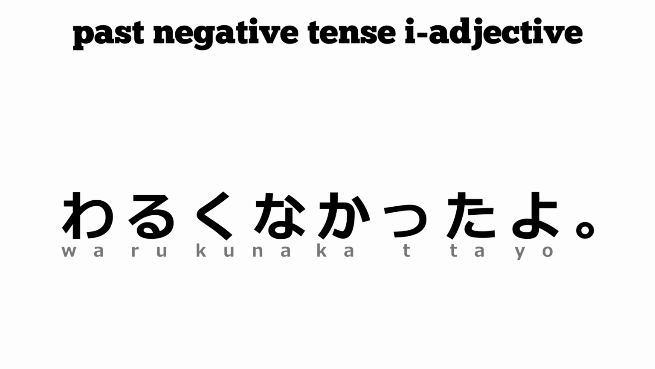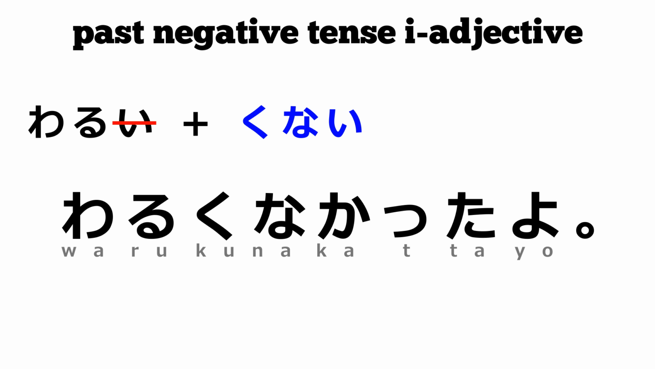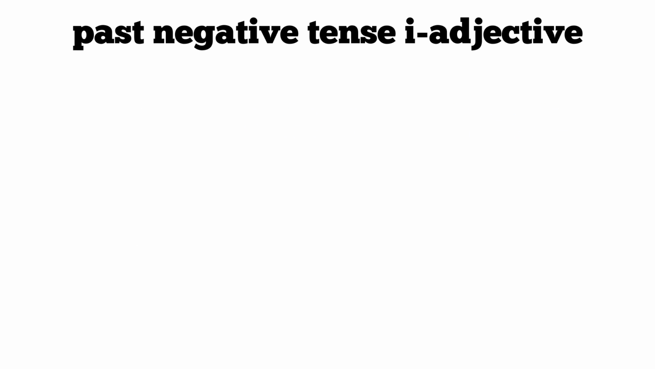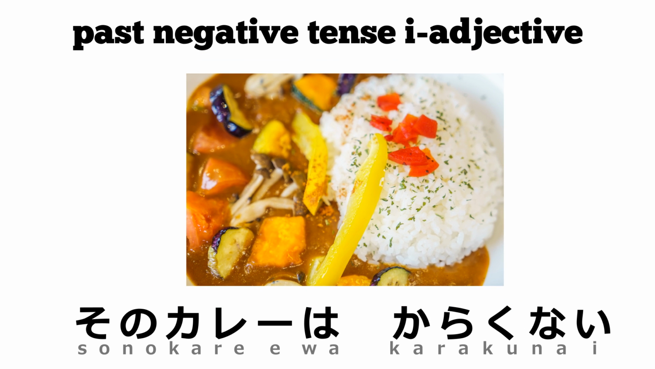To start, you need to change the i-adjective 悪い into the negative form, 悪くない, then change that into the past tense by hacking off the い and adding かった. Why don't you give it a try? Can you change this sentence into the past tense? そのカレーは辛くない.